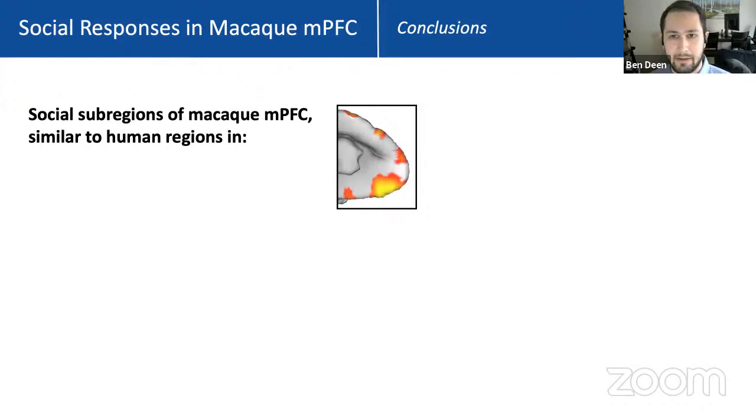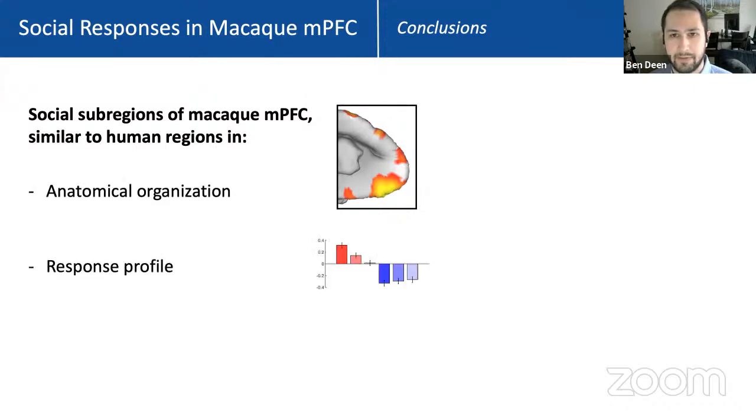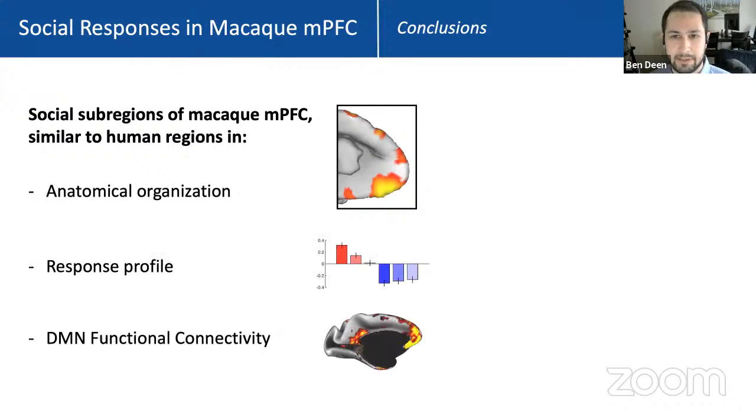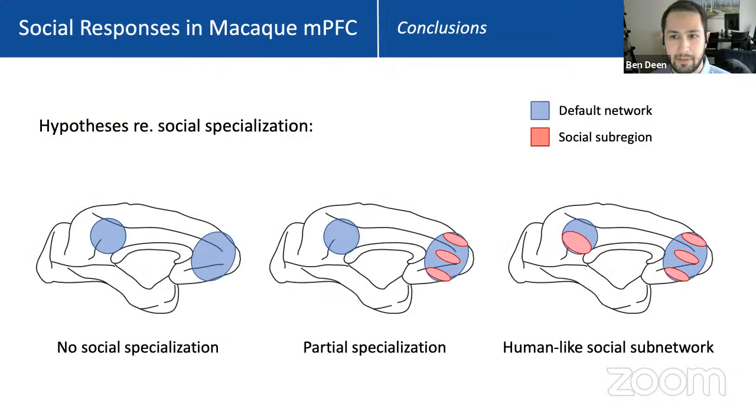All right, so to summarize, we've identified a set of socially preferring subregions in macaque PFC. We find that these regions are similar to corresponding human areas in terms of anatomical organization, response profile across multiple categories, and resting state functional connectivity. And getting back to our hypotheses, these results, we think, rule out the hypothesis of no specialization. They indicate that there is some early social specialization in the macaque.